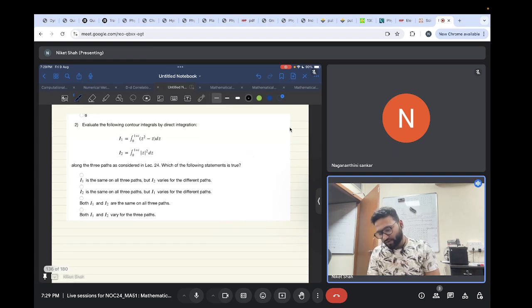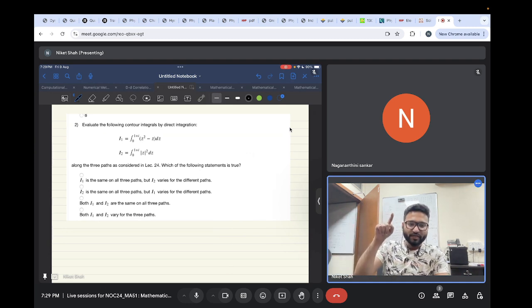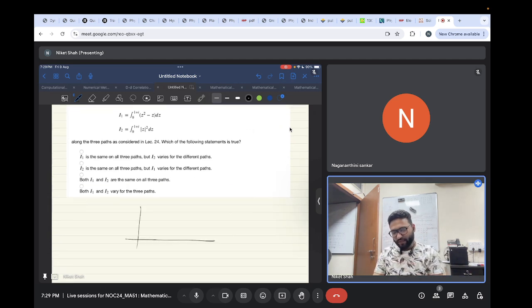All right. So evaluate the following contour integrals by direct integration. There are two integrals given here, and we have to perform these contour integrals along three paths. So this integration goes from 0 to 1 plus i. So there can be many paths. Suppose this is my complex plane. So this is 0, 1, i. So this is basically 1 plus i.